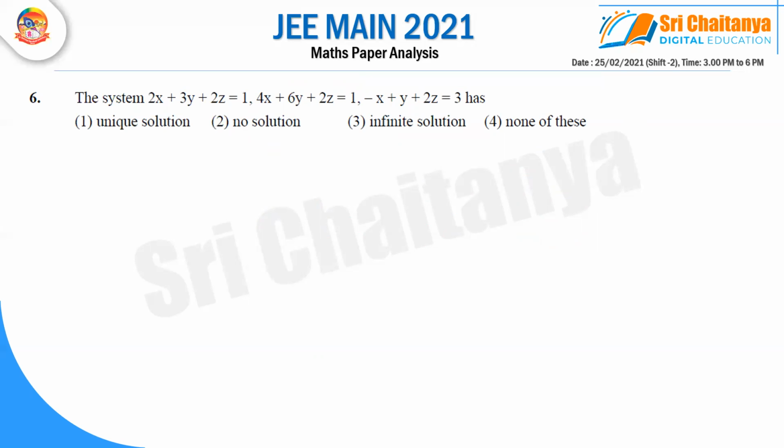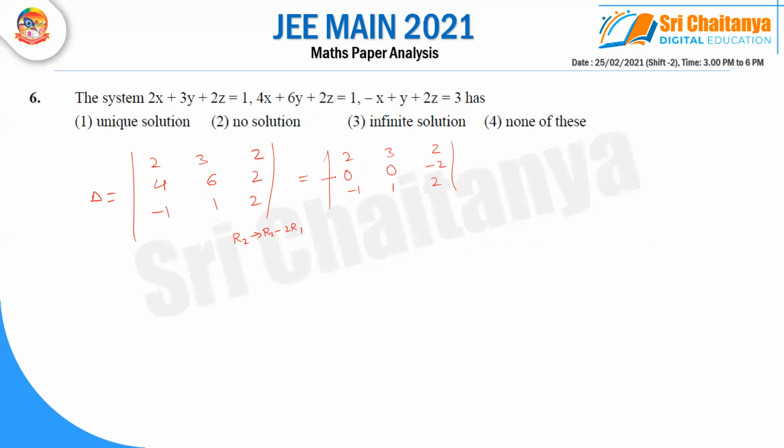They gave this system, so first I will find the value of that determinant: 2, 3, 2; 4, 6, 2; minus 1, 1, 2. If delta is equal to 0 or not equal to 0, then we will decide. For example, if delta is not equal to 0, it will be a unique solution. For this, I'm just using row column transformation. Here 2 2s are 4 and 3 2s are 6, so I can write this as 2, 3, 2. That means I'm writing R2 gives R2 minus 2 R1. So 0, 0, minus 2; minus 1, 1, 2.